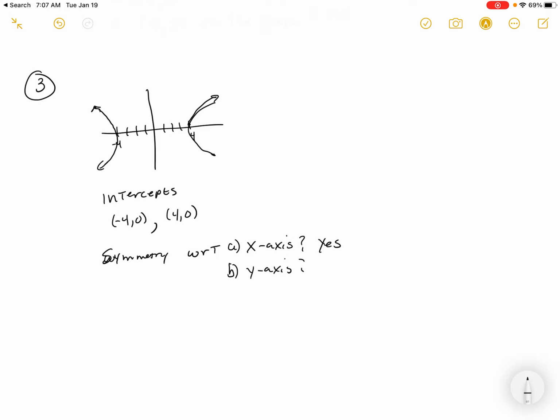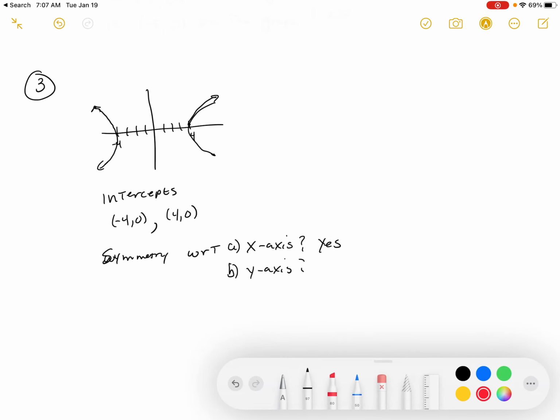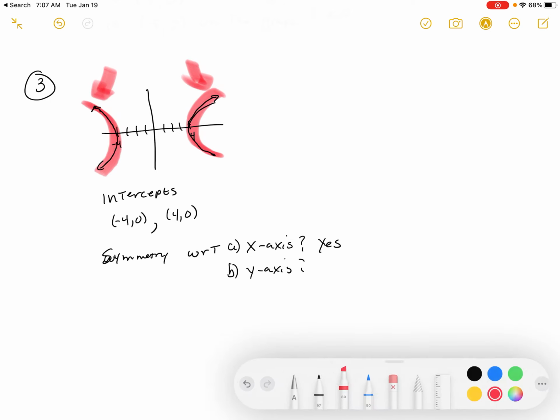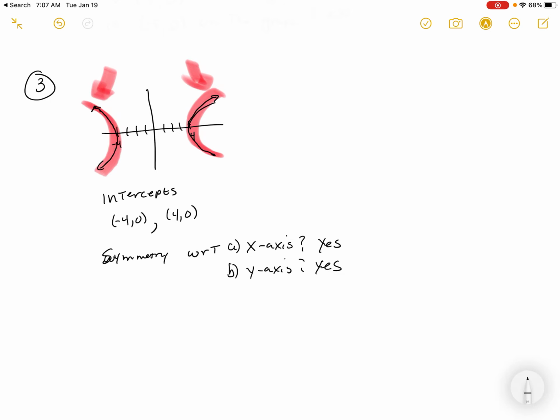Well, let's look at a portion of the graph that's to the left of the y-axis. This is to the left of the y-axis, and look, it's completely mirrored over here. The distance that this curve is away from the y-axis at any given point is the same. So the distance the left-hand curve is away from the y-axis and the right-hand curve is away from the y-axis is always the same, no matter which y value you pick. And so the answer here is also yes.